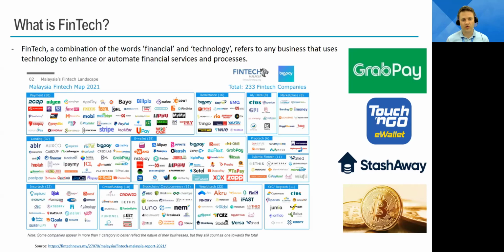From this photo that you see on the screen, based on fintechnews, there are 233 fintech companies in Malaysia, and this is, mind you, as of 2021. The fintech landscape is growing every day, and it's growing exponentially. There are so many fintech companies out there that we are aware of, and most of them that we are not aware of. So in this unit, we want to see how these companies are succeeding in their businesses.